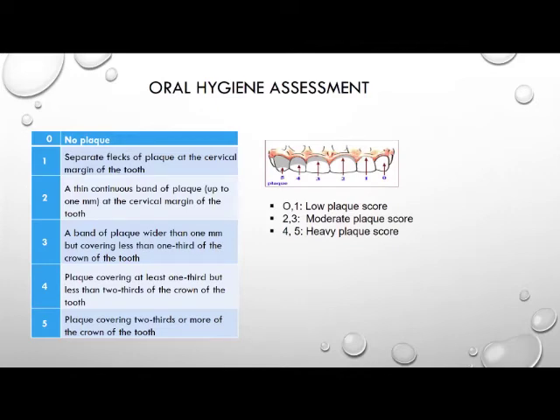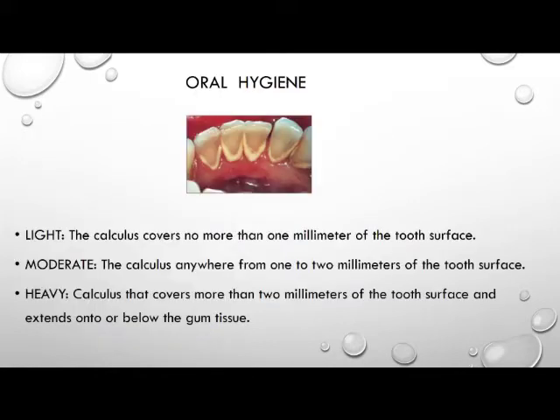As far as the oral hygiene assessment goes, it is on the scale of 0 to 5, where 0 and 1 is low plaque score, 2 and 3 is moderate plaque score, and 4 to 5 is heavy plaque score.